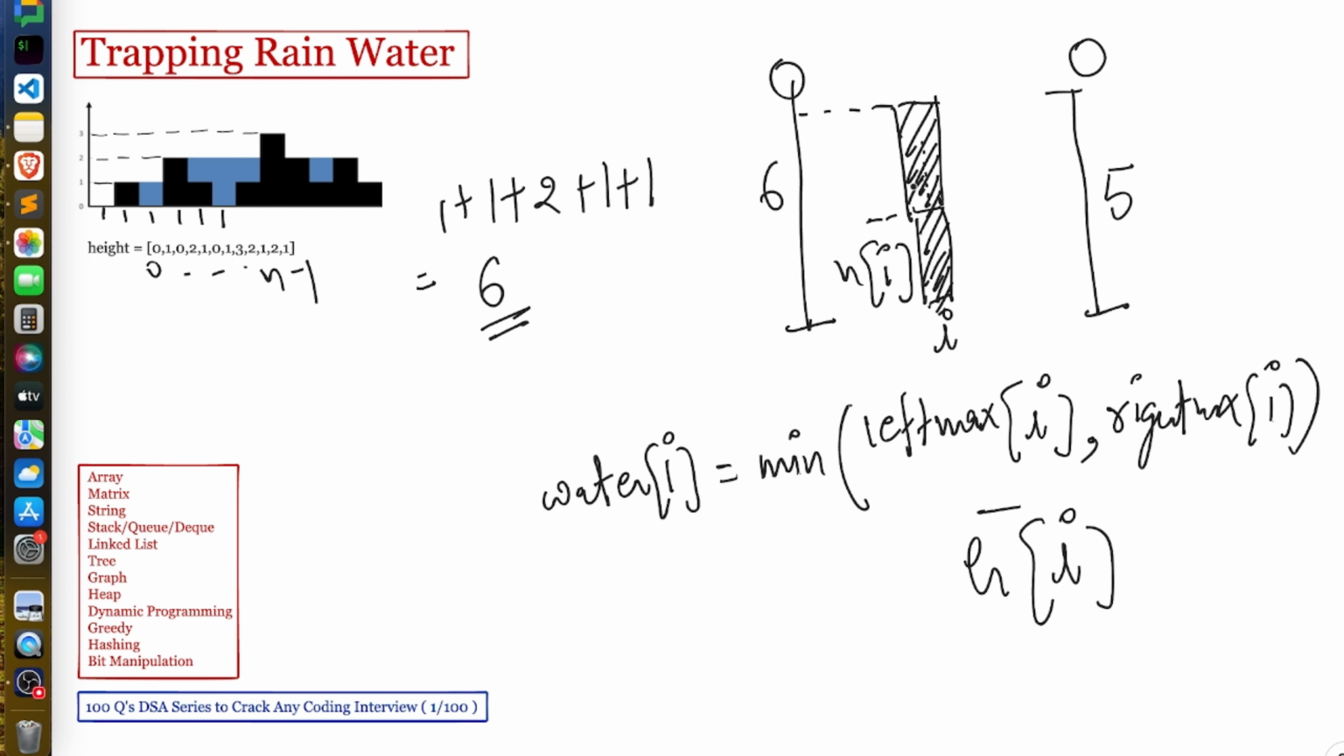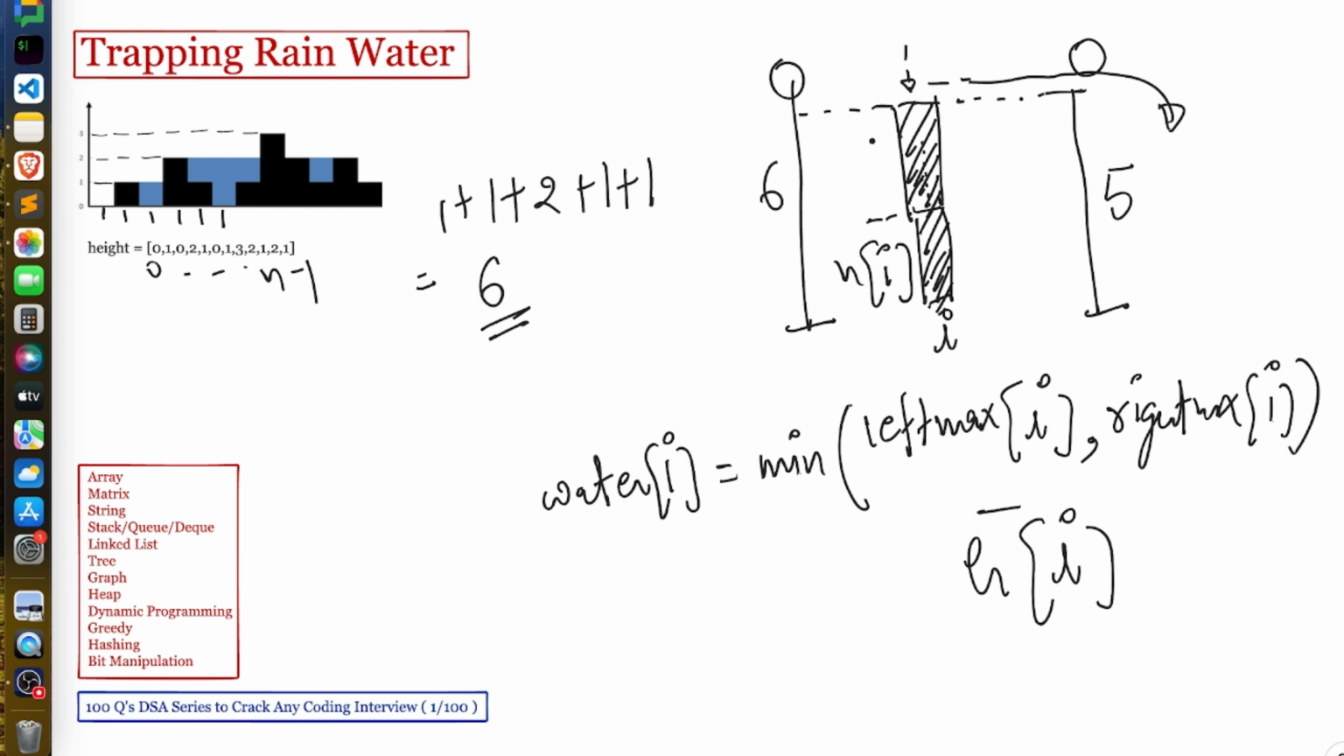So the reason why we are taking the minimum of left max and right max height is, if you see here, the left max is height 6, and the right max is height 5, right? The water cannot be trapped beyond it, because if the water rises above that, it will spill over. So the maximum height up to which the water can be trapped is 5, which is the minimum among these two. Beyond this height it will spill over. So the maximum possible height is the minimum of these two.